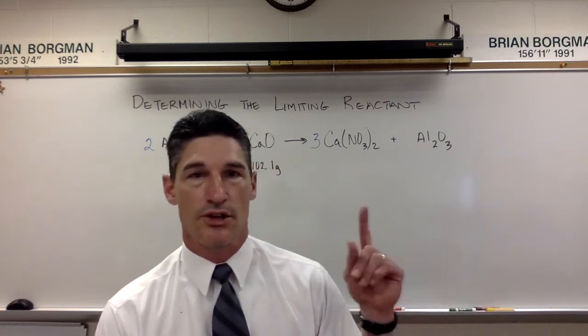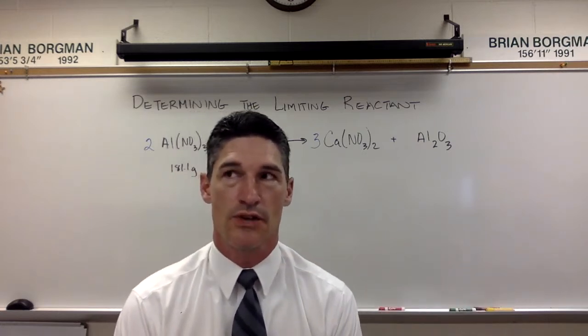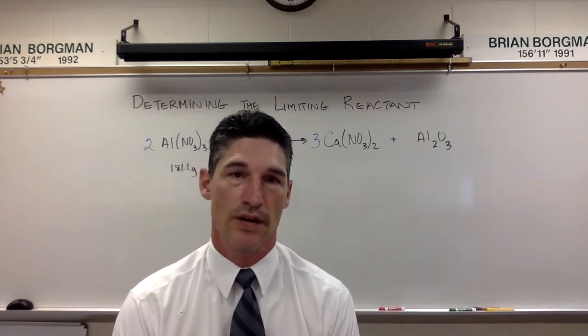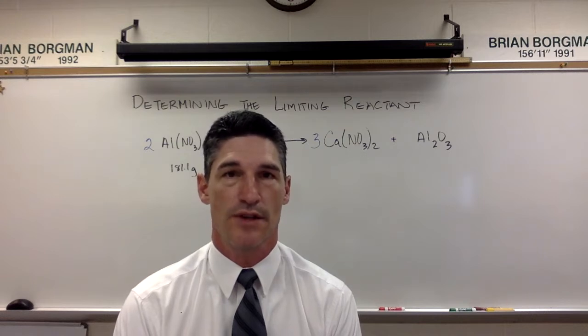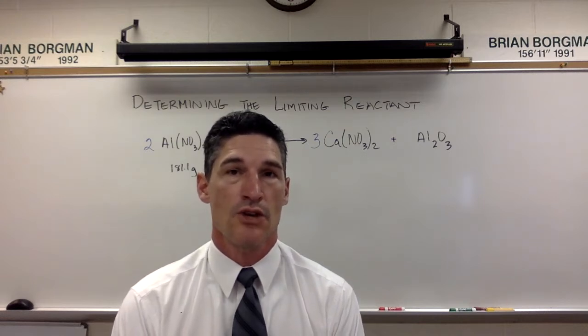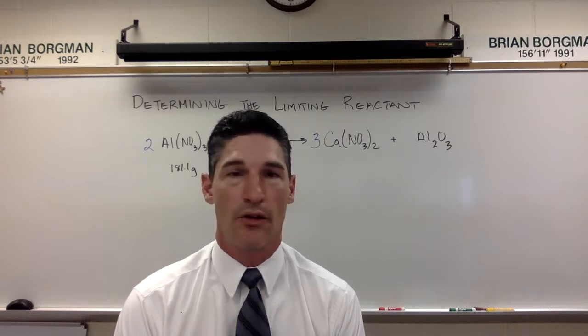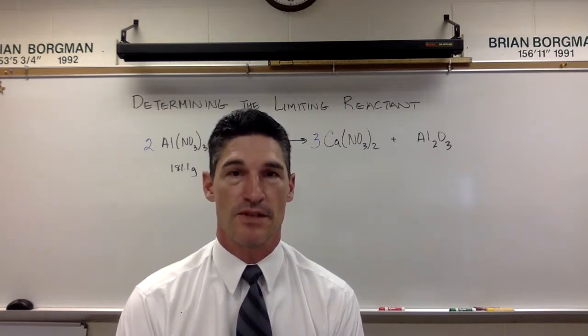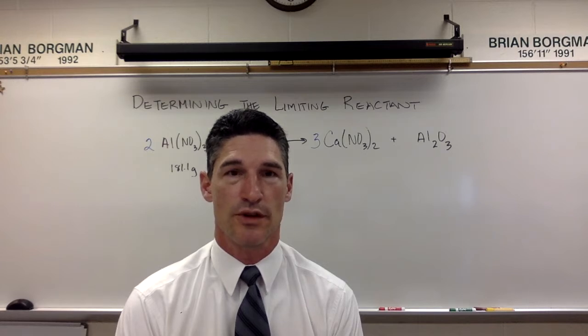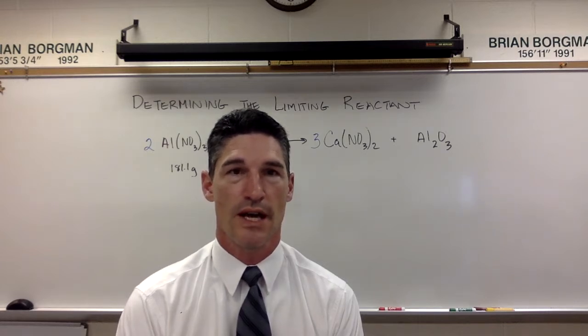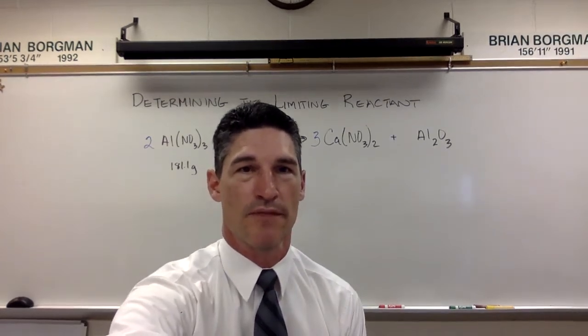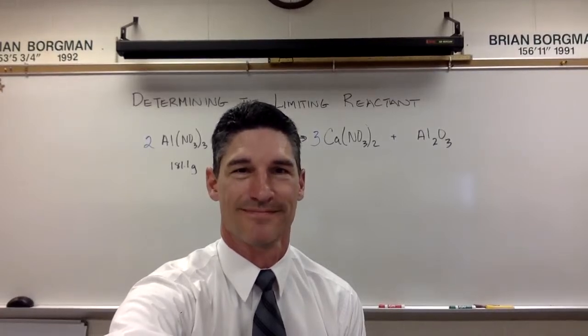So what we're trying to determine in today's reaction is which one of these, the aluminum nitrate or the calcium oxide, winds up being our limiting reactant. In order to do that, the first step is to figure out the molar mass of all the players. So we've done molar masses. I'm going to set some things up on the board to make this video a little bit shorter, and then I'll pick this back up and explain what I've done. So give me just a second.